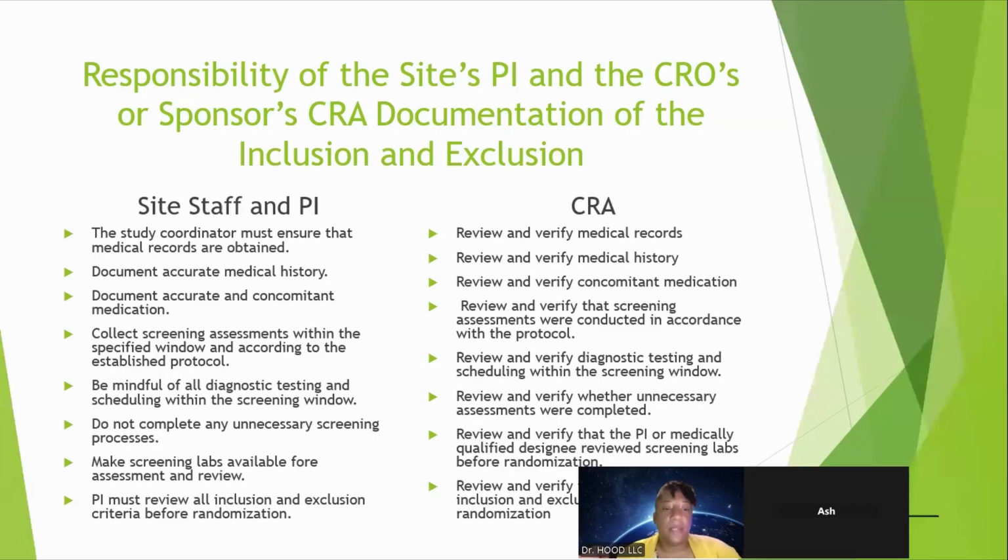Do not complete unnecessary screening processes. So that's basically if you know their age doesn't qualify, don't even waste time collecting medical history, inclusion, exclusion criteria. If there's a BMI requirement for a study, the first thing you got was the height and weight, and you see that the BMI is too high or too low, don't do the rest of the work. It's unnecessary. You'll just indicate what exclusion criteria or inclusion criteria that they did not meet, and that's the end of it. We don't want to do unnecessary work.